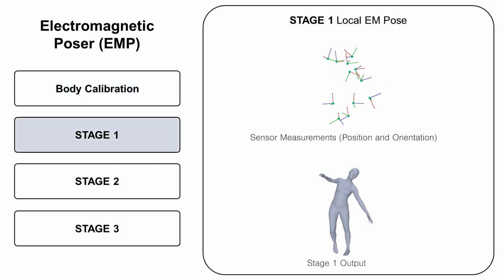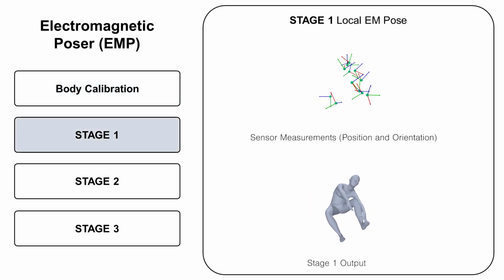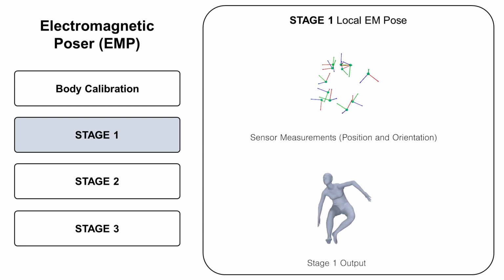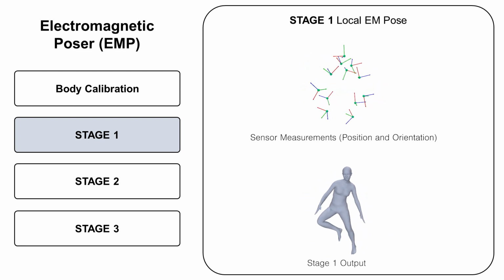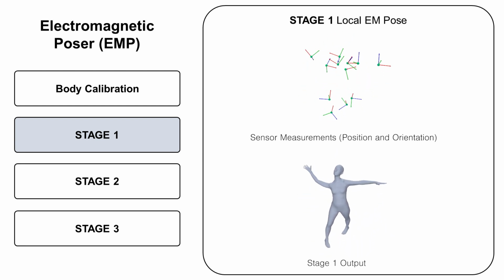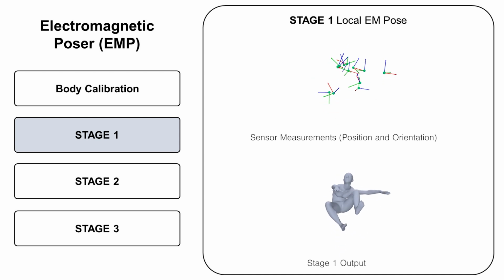For a given in-the-wild recording, we then fit SMPL to the electromagnetic measurements in the first stage. This fit is in an EM local coordinate system, as all measurements are relative to a source worn on the lower back.